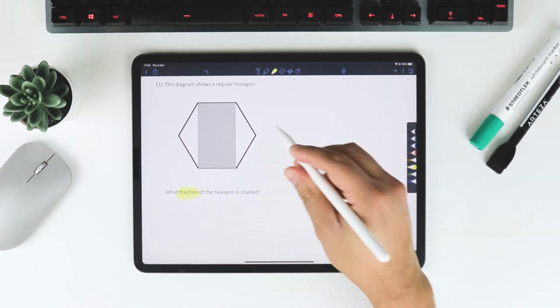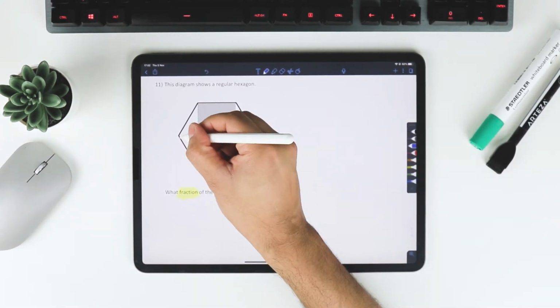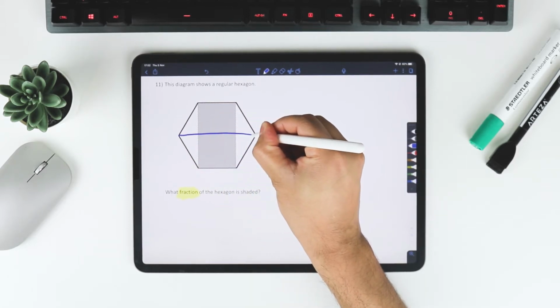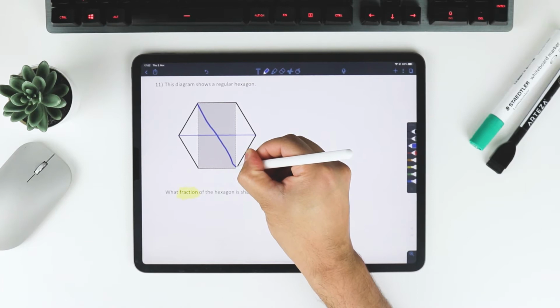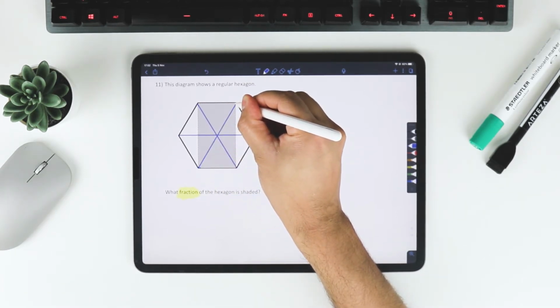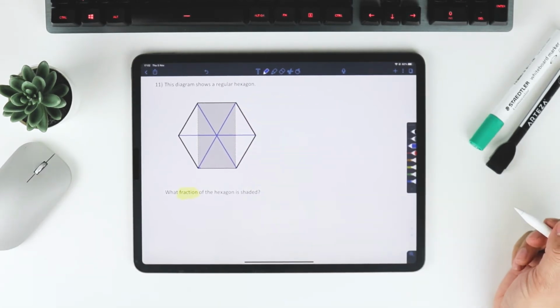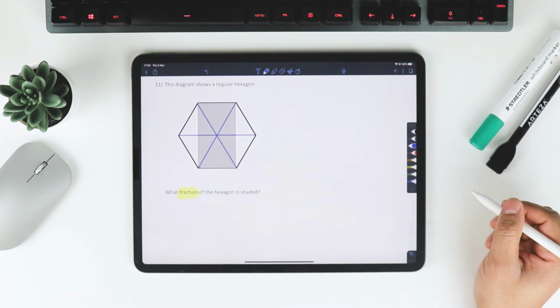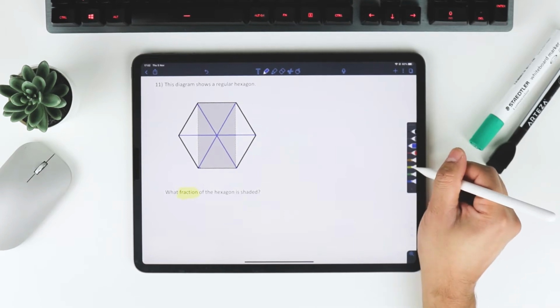So we've got the whole hexagon. And if we think about fractions, we need to think about equal parts. So what I'm going to do is try to make equal parts like so. And that way I can try to work out how many equal parts we have here. Now I can see equal parts. Can you see the equal parts? We've got 1, 2, 3, 4, 5, 6 segments here, triangles, and they make the hexagon.